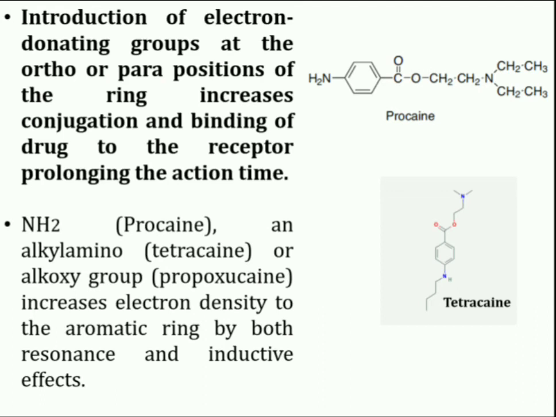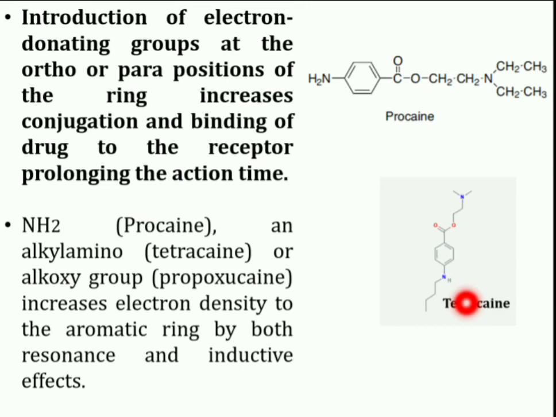Introduction of electron donating groups at ortho or para positions of the ring increases conjugation and binding of drug to the receptor, prolonging the action time. For example, NH2 group in procaine and an alkyl amino group in case of tetracaine increase electron density to the aromatic ring by both resonance and inductive effects, while the opposite occurs in case of electron withdrawing groups such as NO2, CO, and CN.